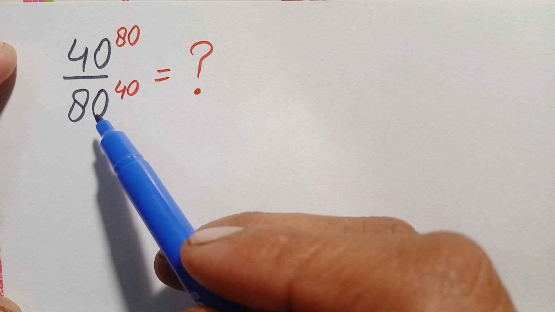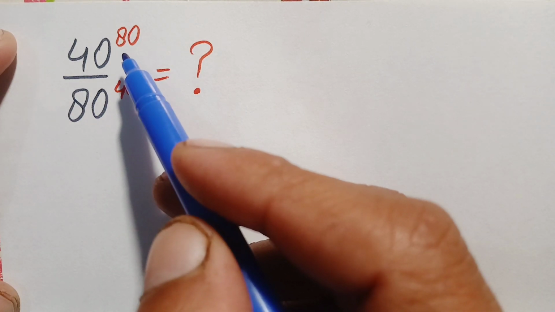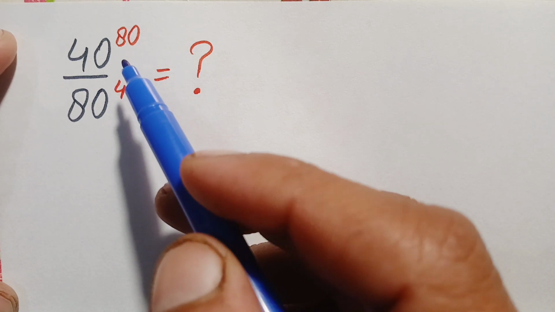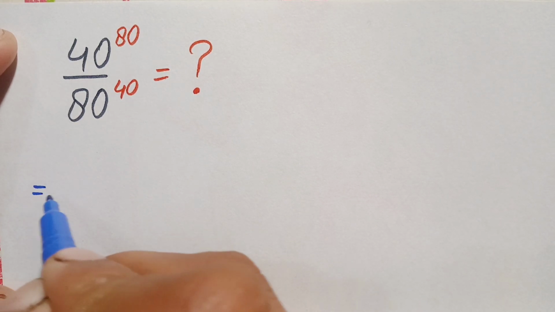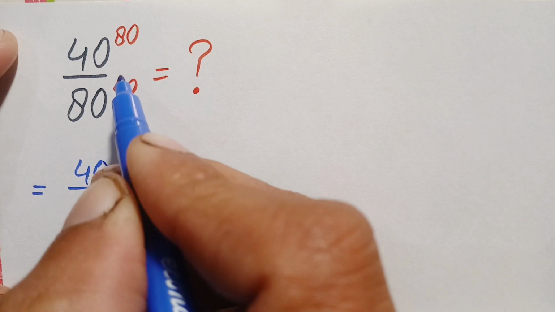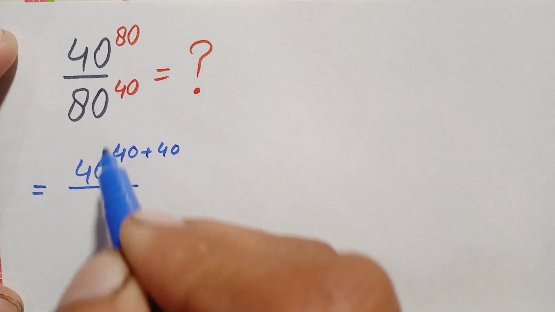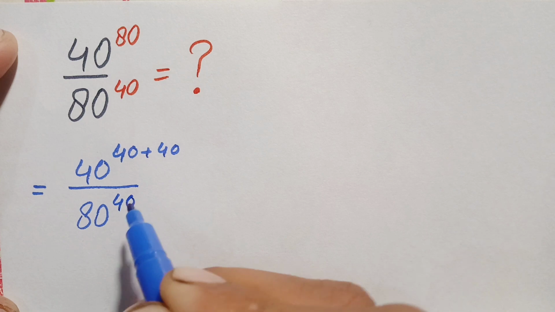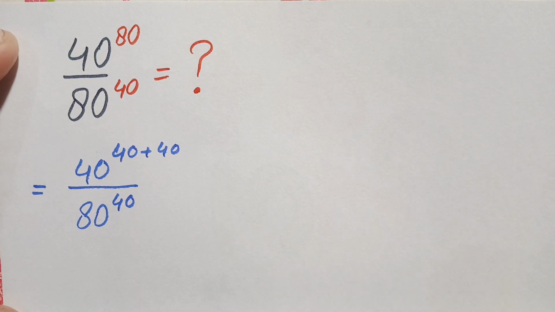So how can we solve this problem using the first method? Here in the first method I will try to make this power and this power the same. So I will try to make 40 the power in both the numerator and denominator. For that we can write the numerator of this equation as 40 raised to power 80, but we can write this 80 as 40 plus 40, divided by 80 raised to power 40. In the numerator of this equation, we will use an exponential identity.